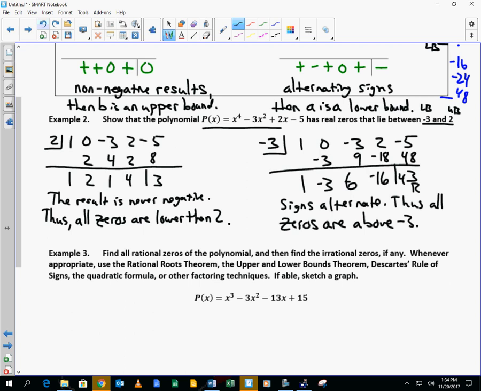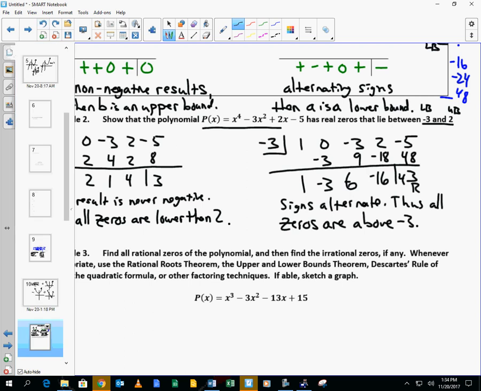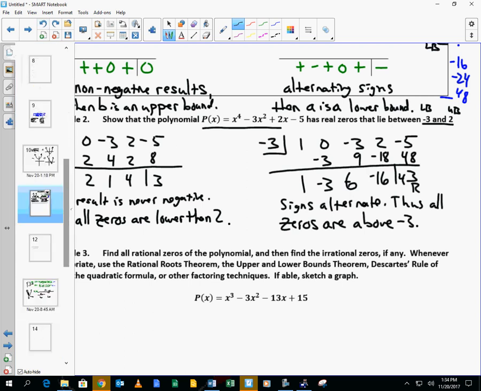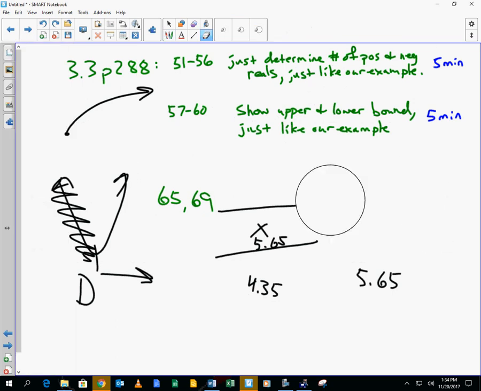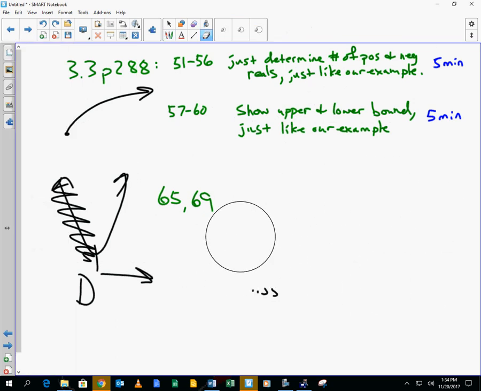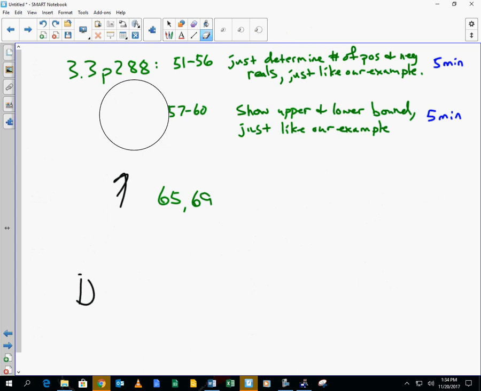So I'm going to pause and show you what I expect for your assignment today so that there's no confusion, because I often get this on the test, or on this assignment, okay? Here's what I get from people. People go and do 51 through 56, and they actually try to find all of the solutions. Don't do that. It's supposed to be very quick, 5 minutes for those problems, where all you do is just determine the number of positive and negative. Done.